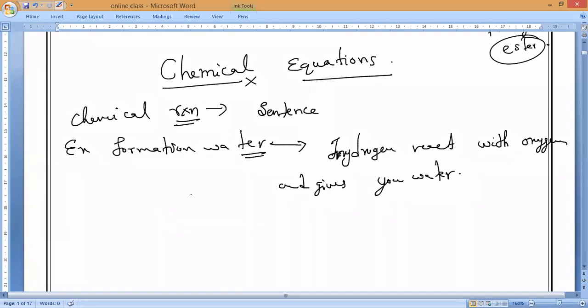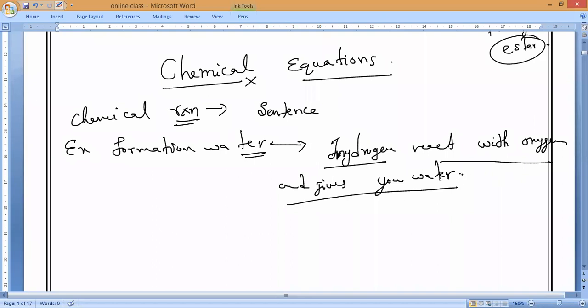Chemical reaction. Now, what do you mean by chemical equation? If you take a chemical reaction, it can be described in the form of a sentence. Have you noticed it? I'm writing a sentence, but in this form, the description of the reaction is too long. So we have to write hydrogen is going to react with oxygen and it will give you water.